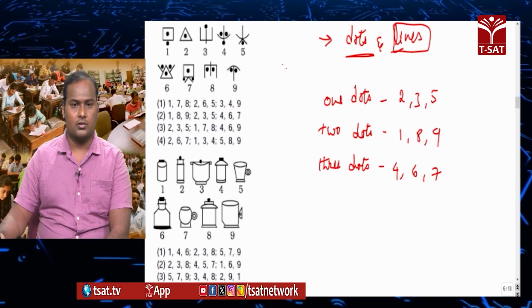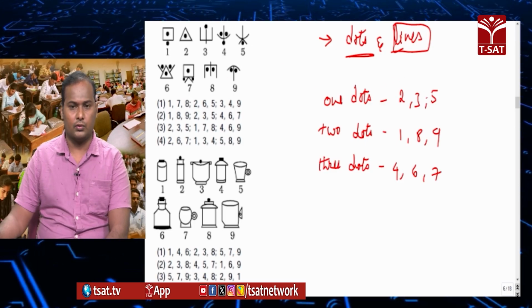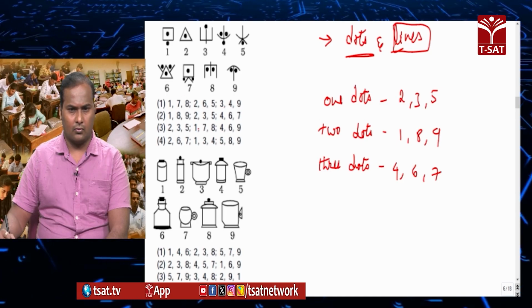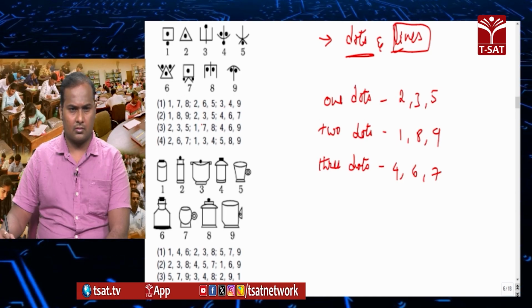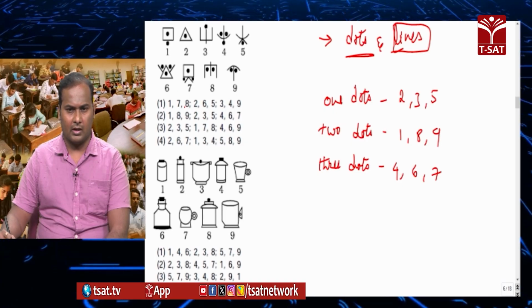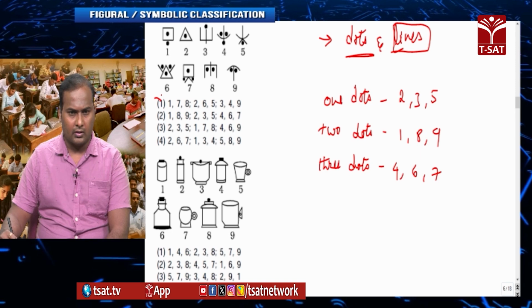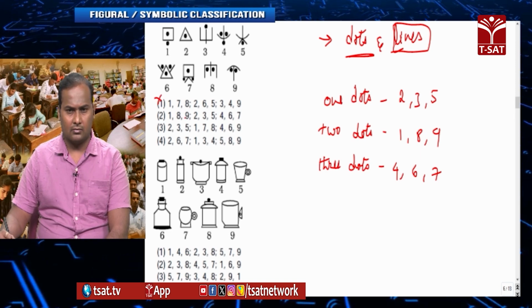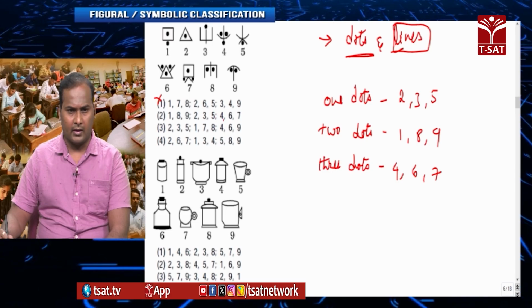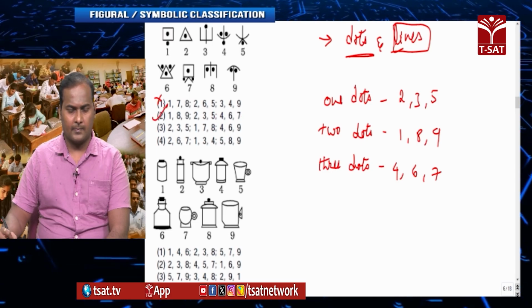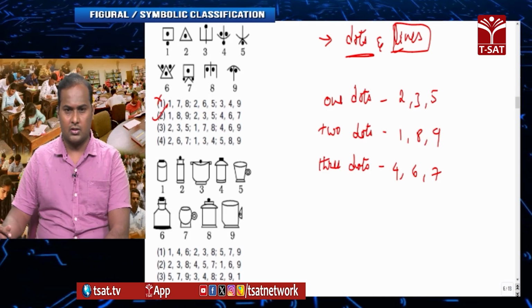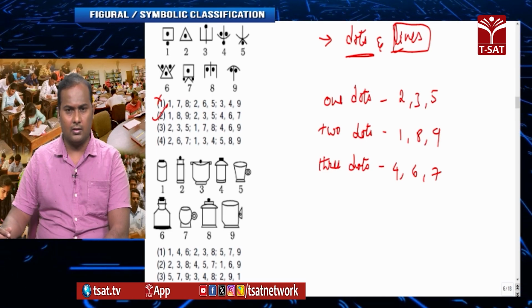So even for me no need to consider lines, because based on dots only I am getting the answer here. Now let us check the options: 2, 3, 5, 1, 8, 9 and 4, 6, 7. First, 1, 7, 8 is the group. So 1, 7, 8 I am not getting anywhere, so remove it. Next one is 1, 8, 9. Yeah, I am having 1, 8, 9. Then followed by 2, 3, 5. Yes, 2, 3, 5. Again 4, 6, 7. So your answer is option B. This you can find out based on only one character, that is dots. You don't need to take the lines as well.